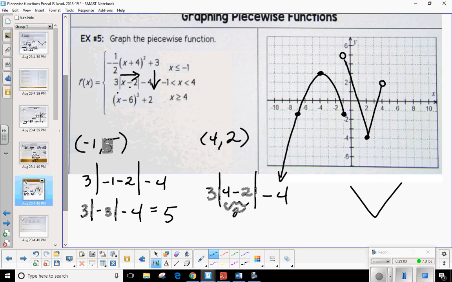Does it make sense that I should have ended up with a skinnier V? What about the function told me that it should be skinnier? There you go. That value of 3 in the middle. That's a vertical stretch because you're multiplying by something larger than 1. If I was multiplying like 1/2, like with the parabola, I'd expect the V to be what? Fatter, because you're shrinking it vertically. That's exactly right. Good.